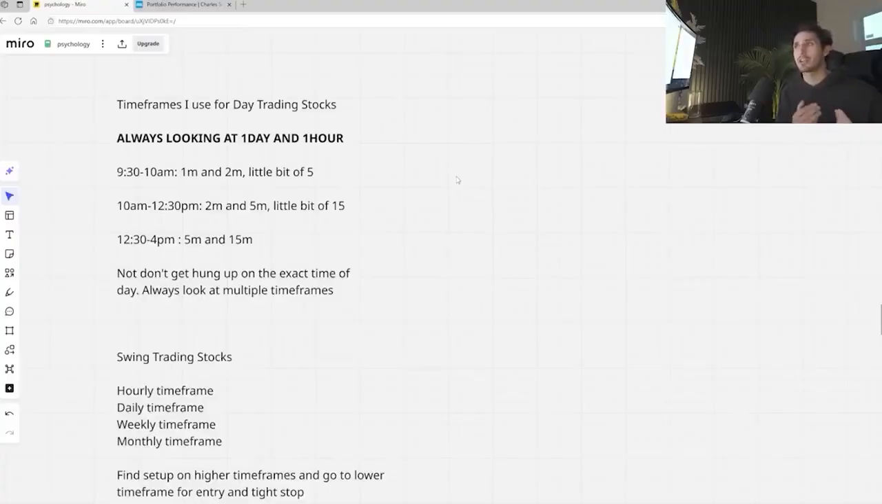Then from 10 a.m. to like 12:30 p.m., I'm focusing mainly on the 2 minute and the 5 minute, primarily really the 5, and then of course a little bit of the 15. As we move towards 12:30, I'm more and more looking at the 15-minute time frame, and then from 12:30 to 4 p.m., I'm mainly looking at the 5 and the 15 for my entries and for my setups. I do occasionally look at the 1 and the 2 minute charts as well, just for extra confirmation.